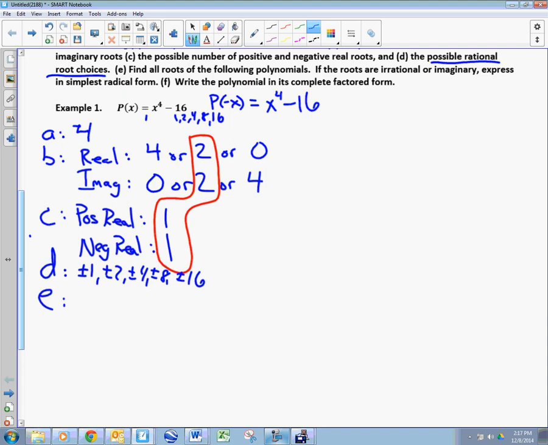E, we want to find them. So I go to my decision tree. Does this factor? Yes. So do you have to use rational root theorem if it factors? No. So we factor it. How does it factor? X squared plus 4, x squared minus 4. Very good.